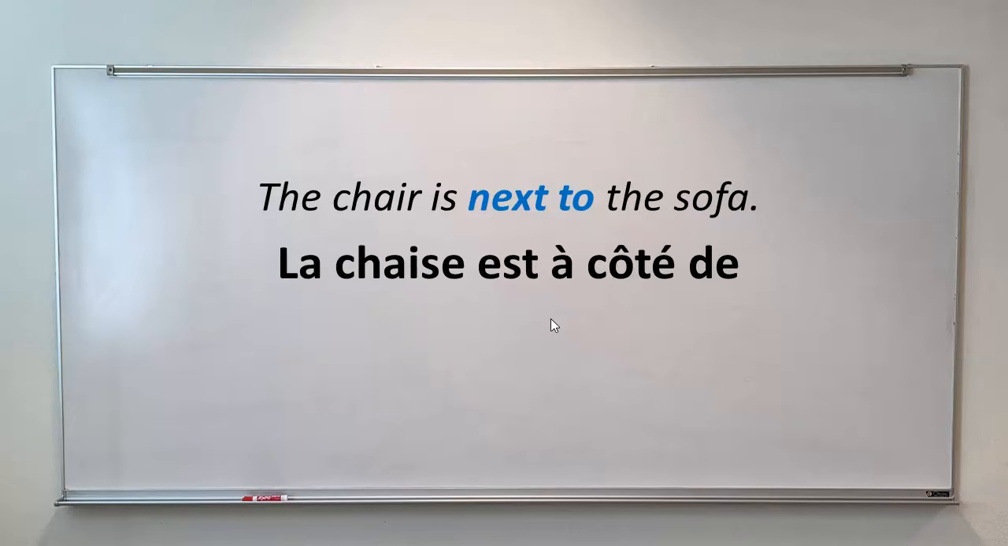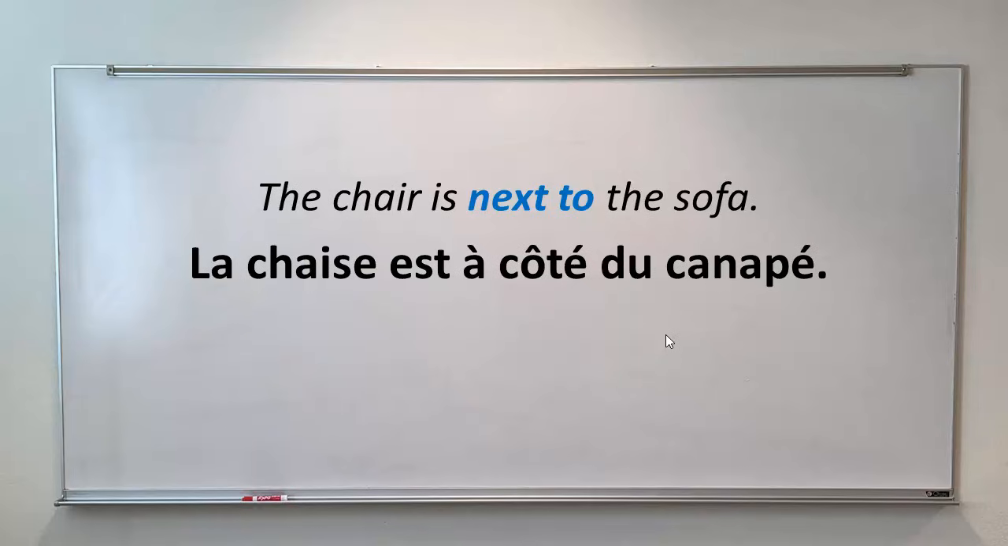À côté de. Remember, the three words together function as a unit in French. You won't ever divide them up. It's always going to be à côté de for next to, just like you never divide up next to in English. Okay, so the sofa, that's all we're missing. Comment dit-on the sofa? Canapé. And what happened here? Where's the de? Why do we have du?